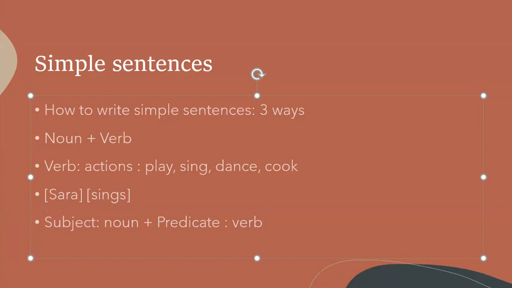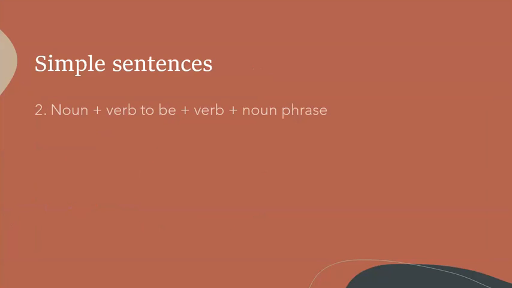Now let's look at the second way of writing simple sentence. The second way is you have noun, helping verb, verb to be, verb, and then a noun phrase. This is the object that you're going to talk about. So this time, the sentence consists of a subject and also an object.